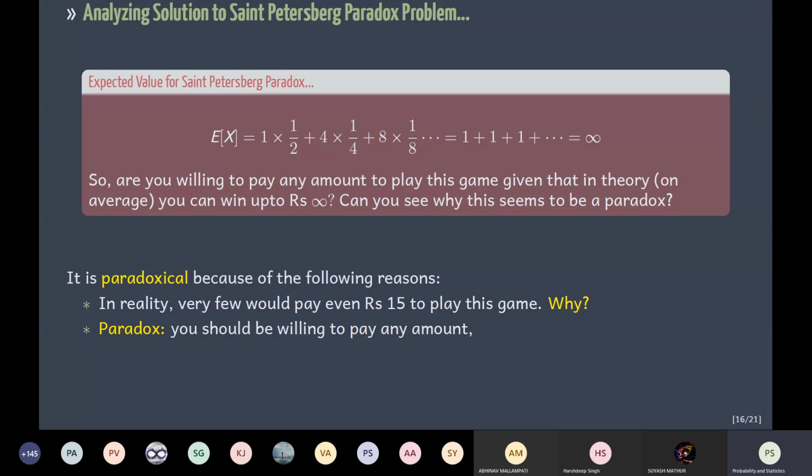The math, the expectation, tells you that you should be willing to pay any amount, because the expectation is so high, like infinity. But in reality, you won't be willing to pay this. There is a risk involved. So this is one of the very peculiar problems, and that's why it's called a paradox.